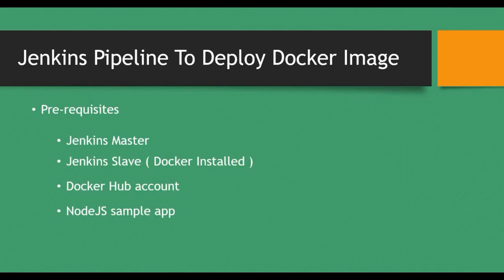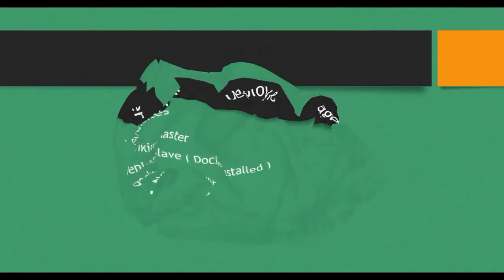And you also need a Docker Hub account where you need to log in and upload the image. You need that Docker Hub account where we have to create an authentication key, and we'll use that to connect. And you also need a Node.js sample app, or you can use any other app as well, but you have to modify your Dockerfile according to that. So that's all the basic concept. Now we will get into the actual demo.